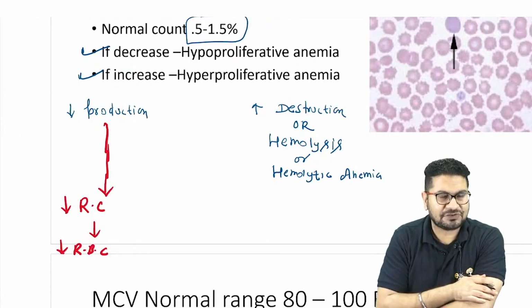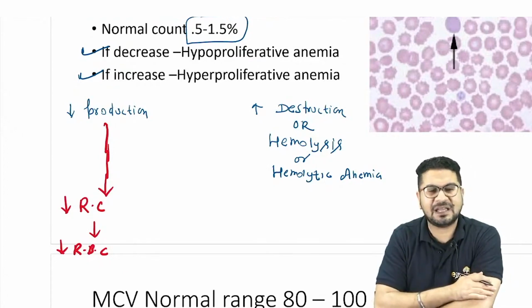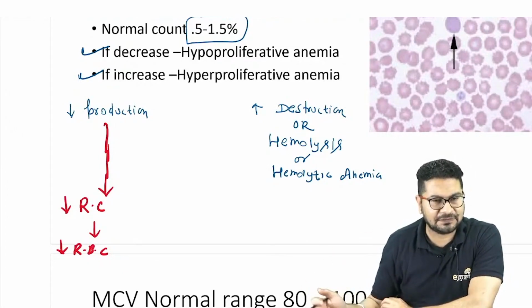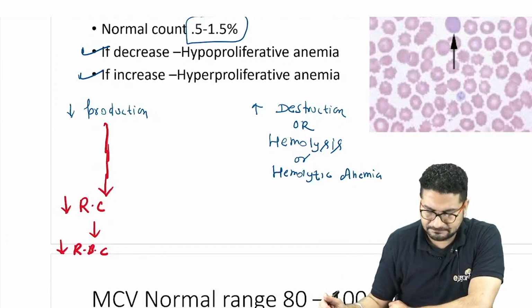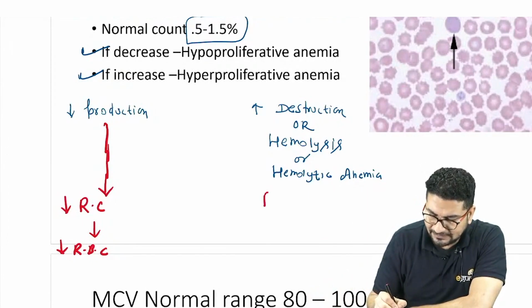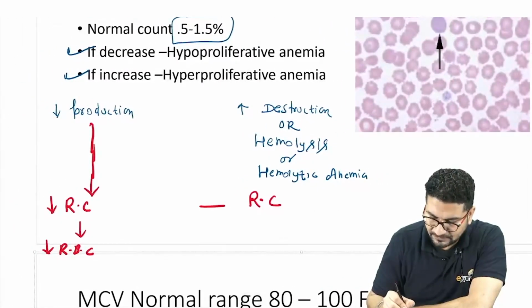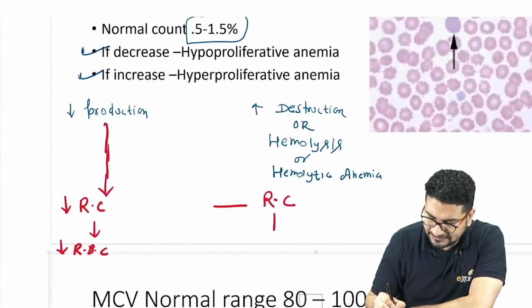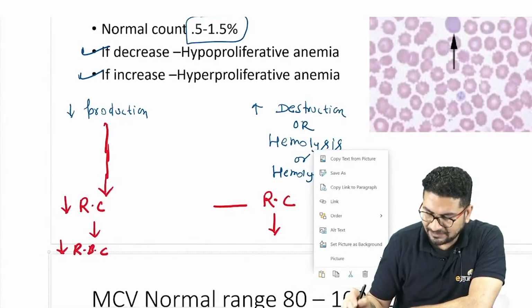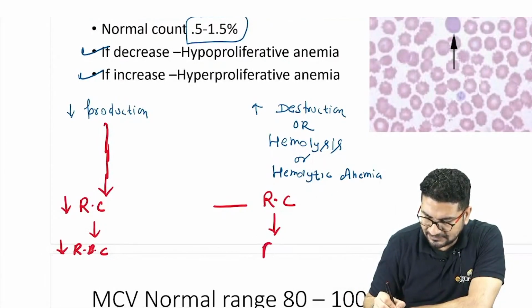Decreased production means whose production has not happened? Only the babies' production has not happened. Baby RBCs are not formed, so baby RBCs are less. So mature RBCs are also less. But understand this here, reticulocyte count, let me put a blank here. RBCs, as soon as they are maturing, they are dying.